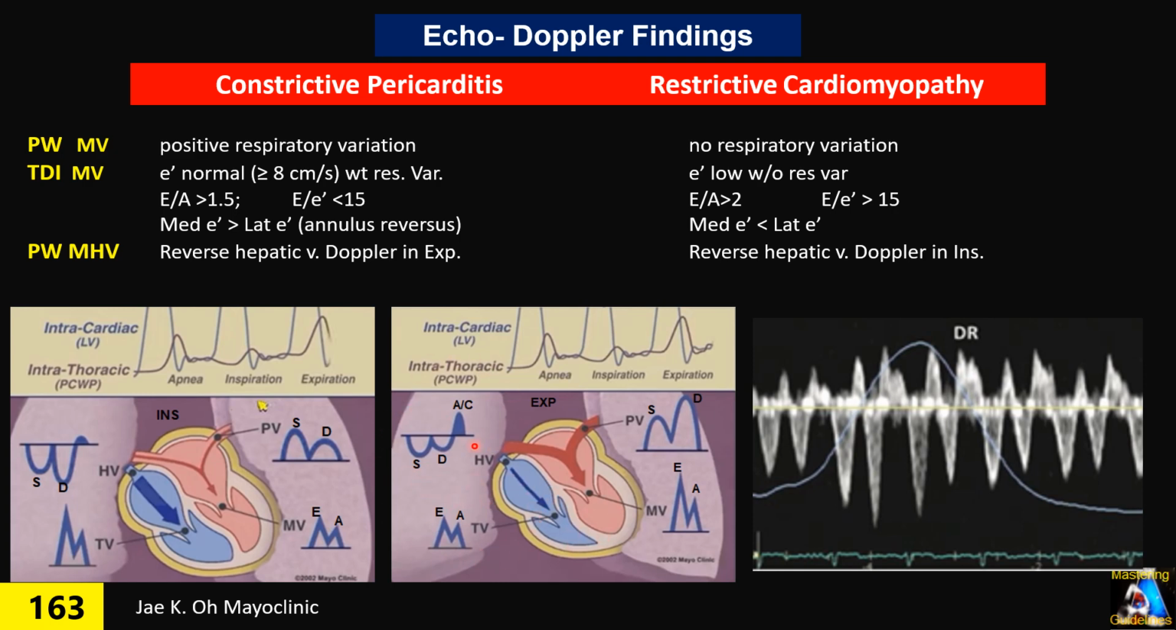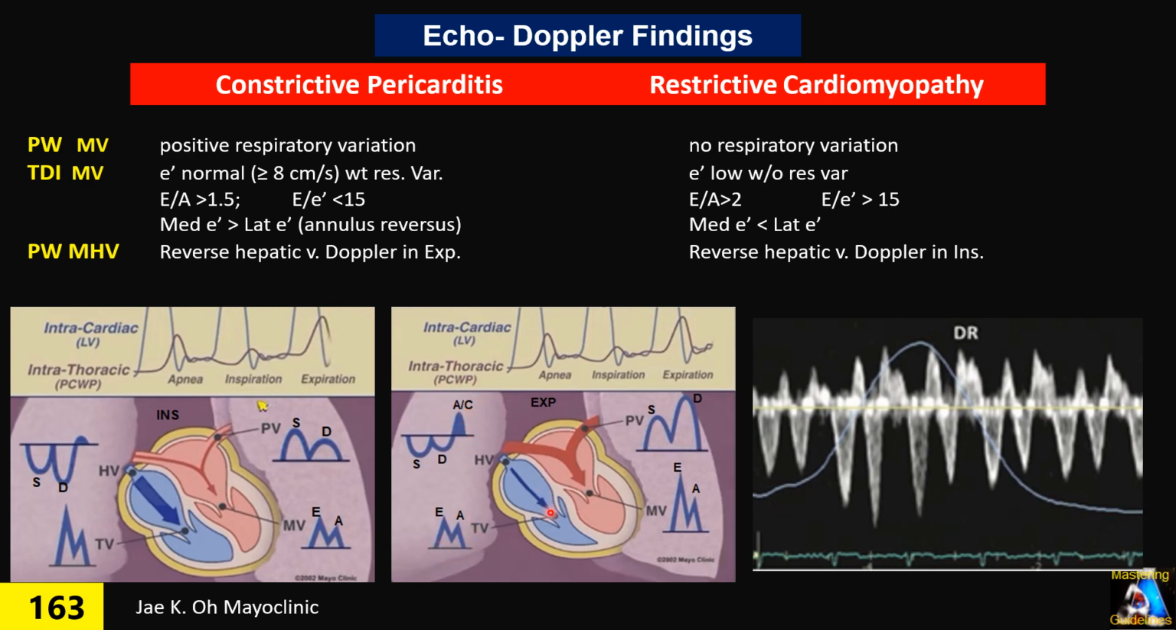And we can see those patterns reverse. So S and D decrease, especially D more, and even A and C, that I explained in the middle hepatic Doppler, become more prominent and create diastolic reverse flow, as you can see here. Usually some experts or literature annotate it as DR, diastolic reverse.